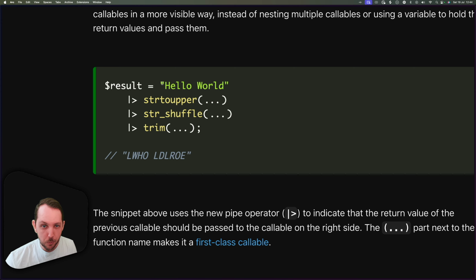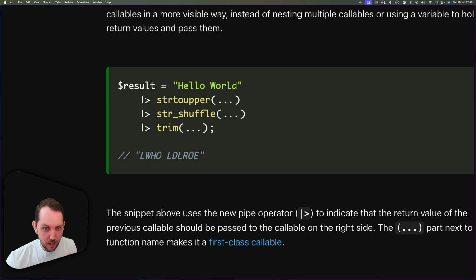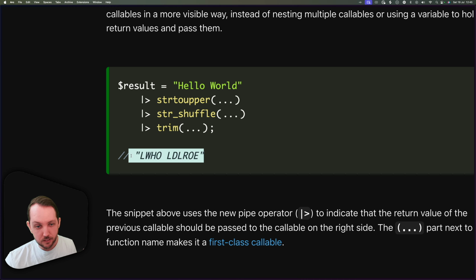So we take the example used in the changelog here. We've got a variable called result. We're setting it to hello world, but then we are piping the result of that variable through these three different functions: str upper, str shuffle, and then trim, giving us a result which is all uppercase. It's hello world that's been shuffled and it's trimmed off any spaces.